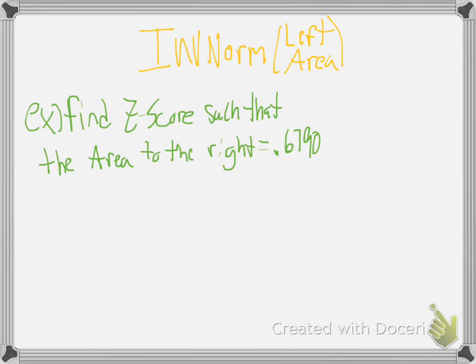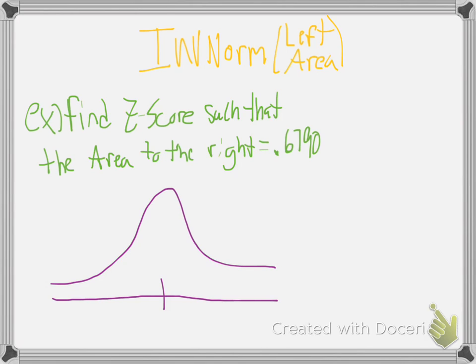Okay, so in this example we're going to find a z-score such that the area to the right of that z-score is 0.6790. Now remember, we're going to use inverse norm for this. In inverse norm you do second vars and you tell it the area to the left, and that will give you the z-score. So let's draw this picture. The problem asks to find a z-score such that the area to the right is 0.6790. Remember, the z-score of 0 is right in the middle.